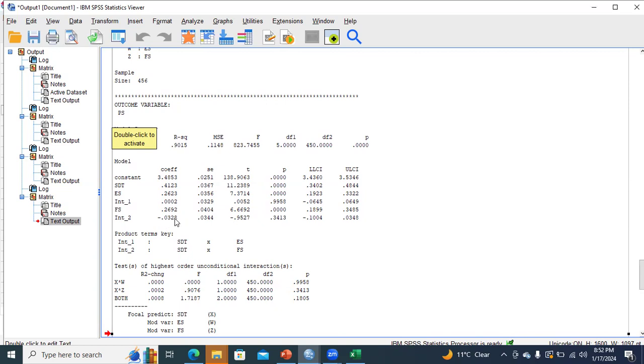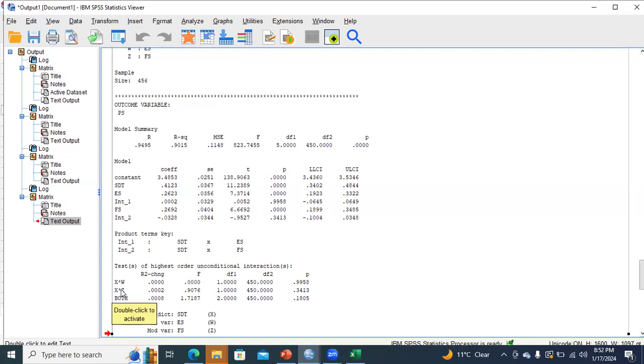However, the impact, or the strength, has been decreased. We can conclude there is no significant impact of the second interaction term, but it has somehow decreased the impact of SDT on PS. This can be verified with R square change. You can see that for the interaction between your SDT and your first moderating variable, there is no R square change and it is also not significant.